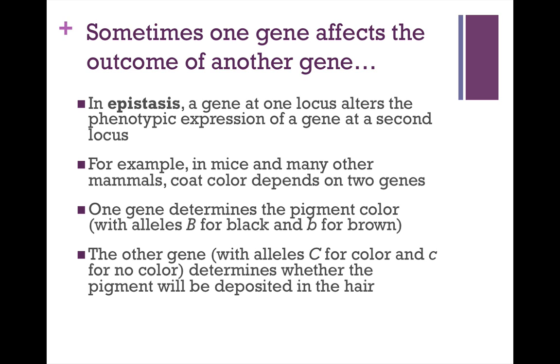Now, we see cases where one gene will often affect the outcome of another gene as well, very different from Mendel's laws. The idea is called epistasis, where a gene at one locus alters the phenotypic expression of a gene at a second locus. Okay? Now, in mice, the coat color of a mouse depends on two genes. One allele will determine whether a mouse is black, and the other allele will determine whether the mouse is brown. Now, separately located along a chromosome is a gene C, and that's for color expression. So, as you can see, a capital C will code for that mouse getting the color that its other allele codes for. But if it receives a lowercase c combo, what we're going to see is that no color will be expressed. There'll be no pigment deposited on the hair.